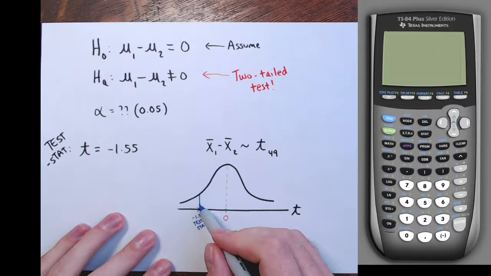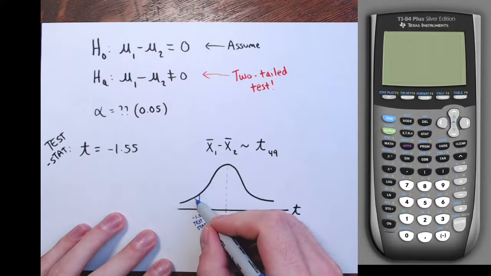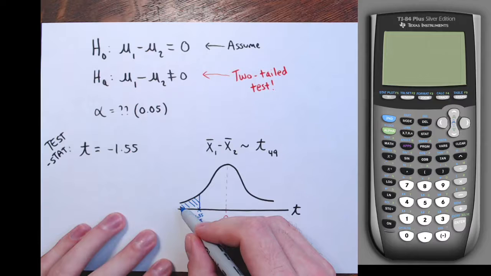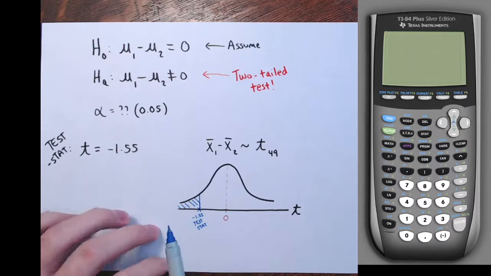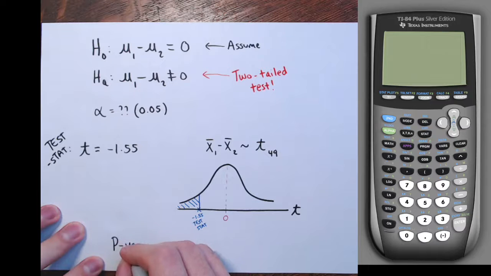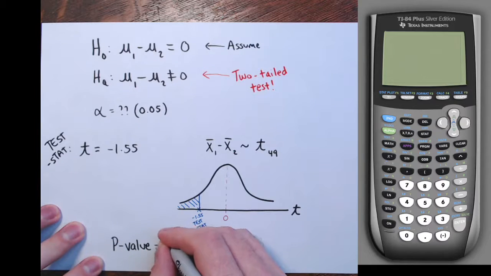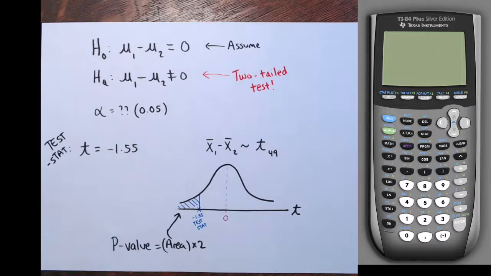For the p-value here, my test statistic is to the left of center. So I take the area to the left of my test statistic, and this is going to be half the p-value. So for the p-value, I take this area and double it, right, for a two-tailed test. So the p-value is this area times 2. All right, so you can think about it that way, or an equivalent way of thinking about it, it means the same thing.